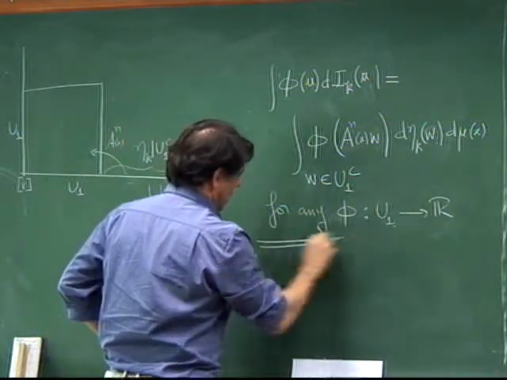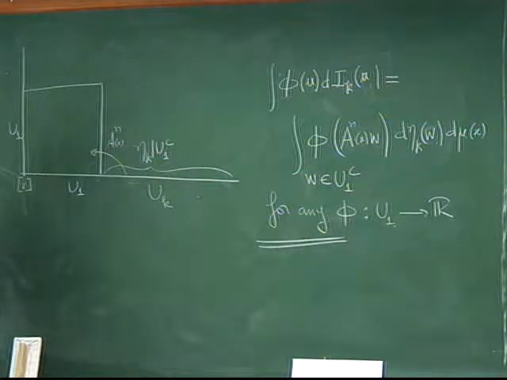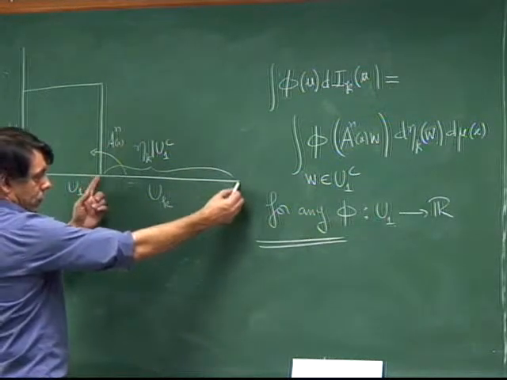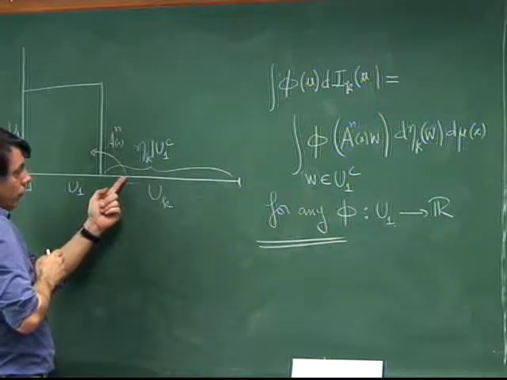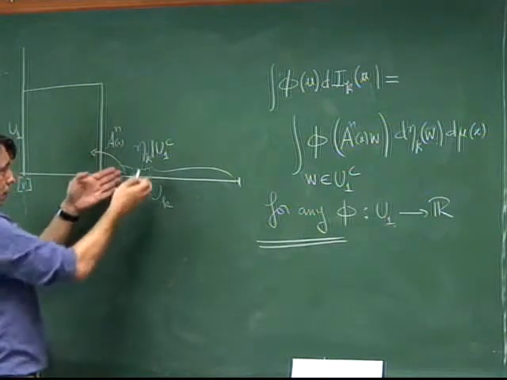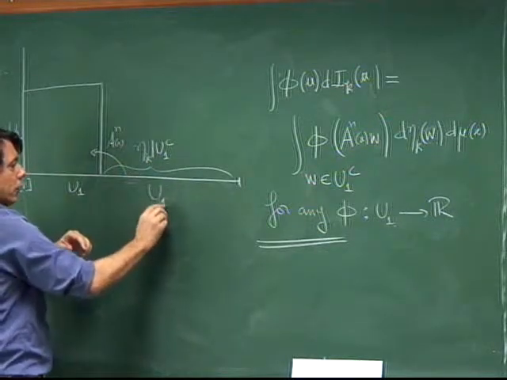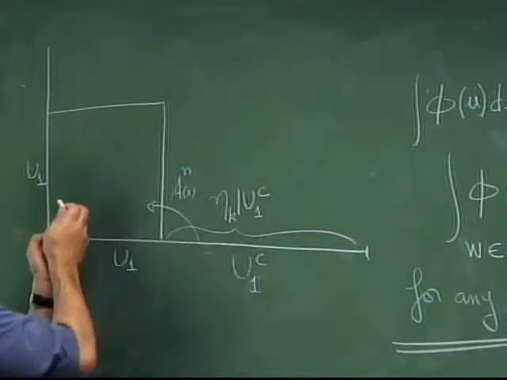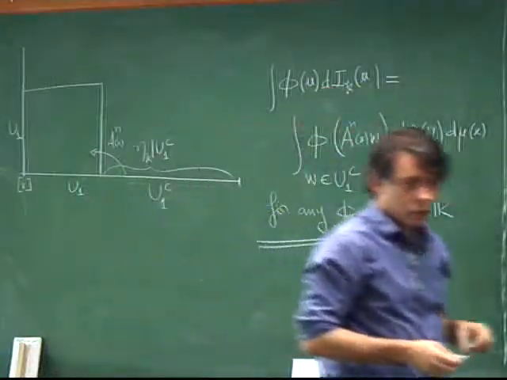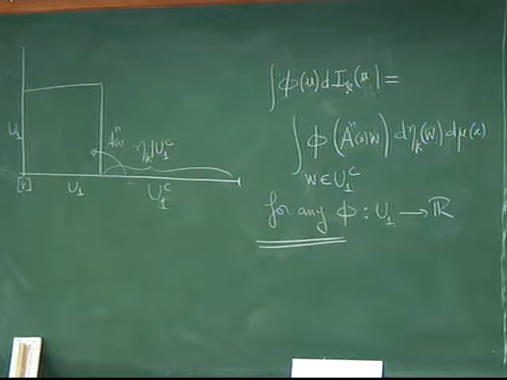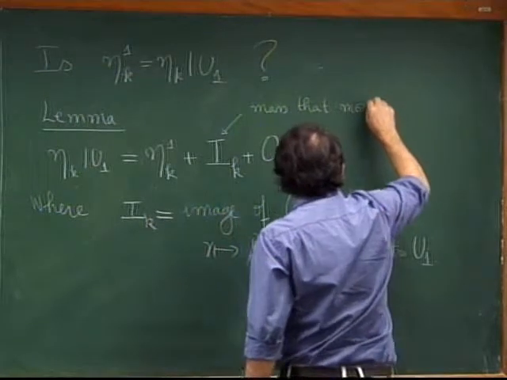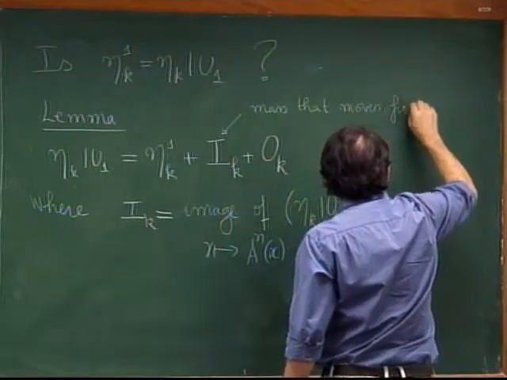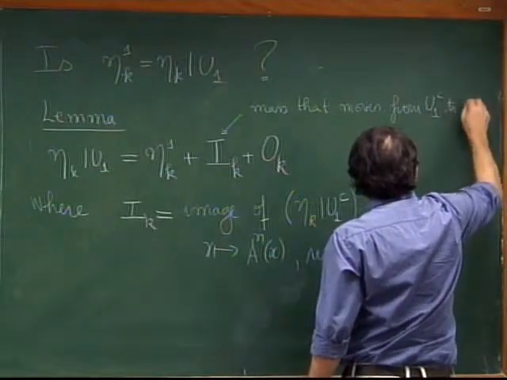So that's what IK is. But the right way to think of it is there's some measure eta k that lies outside of U1. For some values of x, not all, not even most, but for some parts of the complement of U1, they go inside. They carry some mass, and that's what IK is. That's why I'm using this notation. The measure that moves inside: mass that moves inside from U1 complement to U1.